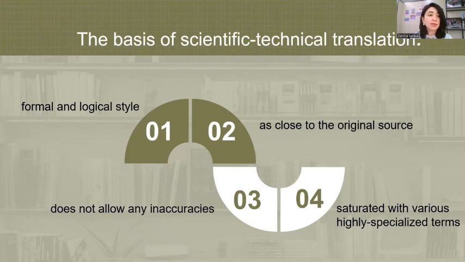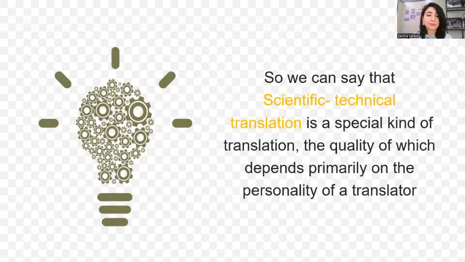objectives. So the first is that it should be formal and have a logical style. It should be as close to the original source and not involve any inaccuracies. It is saturated with very highly specialized terms. That means that all these bases could be considered as the main features of scientific technical texts. So we can say that scientific technical translation is a special kind of translation, the quality of which depends primarily on the personality of a translator.